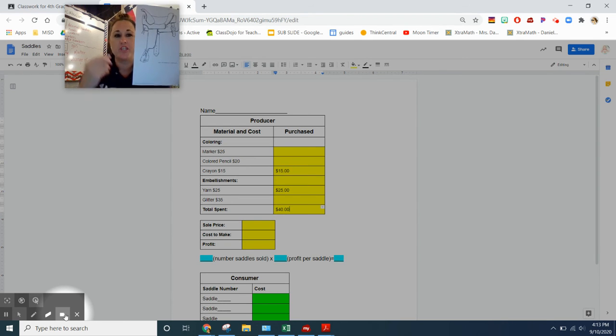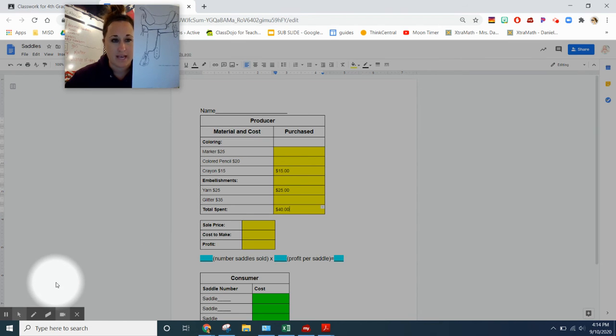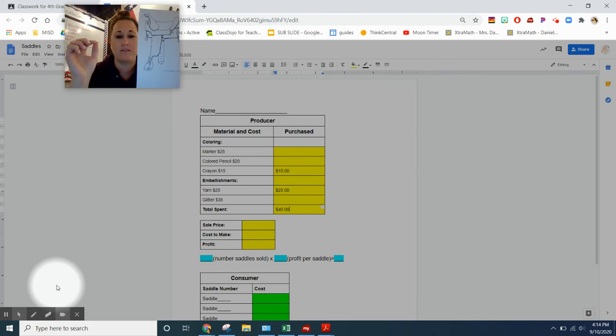Okay. So after you've done coloring it and embellishing it with your yarn or your glitter, you're going to now set a sale price. And your sell price, one, cannot be more than $100, but it also needs to be more than your cost to make it, because if you don't, you won't make any profit. So you're going to set your sell price on your saddle, and I need you to write it really big right here, $85, whatever you're going to sell your saddle for in our store. You need to write it right here.